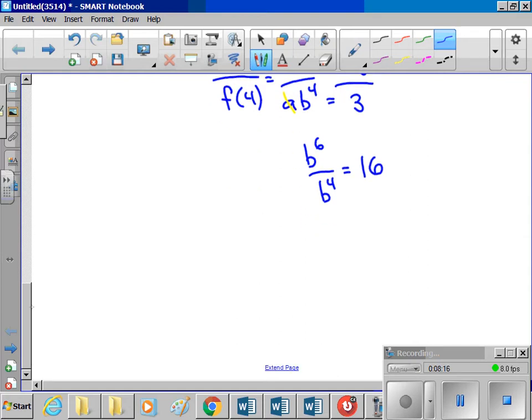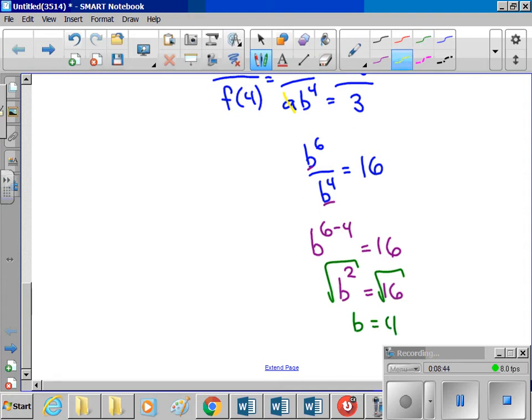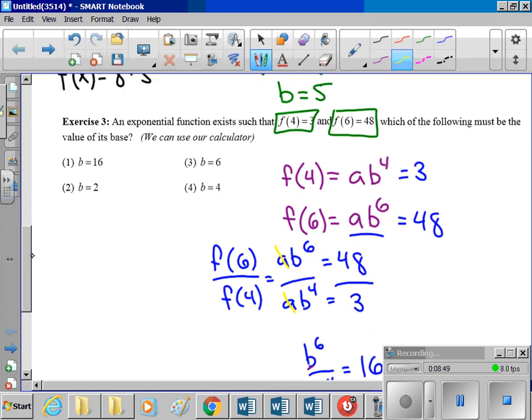Now our rules of exponents tell us that because we're dividing things with the same base, they both have b as their base, we can do b to the 6 minus 4 equals 16. That means that b squared, because 6 minus 4 is 2, is 16. And if we square root both sides, we get that b equals 4. So our base has to be 4. Let's go back up and see if we have that option. We do. B is 4.